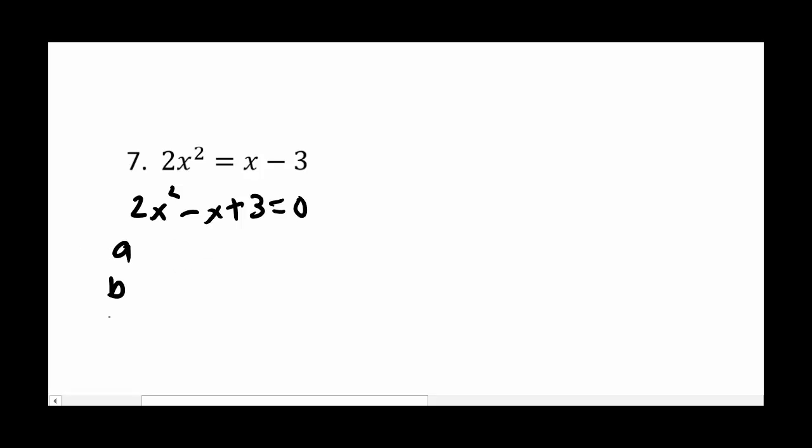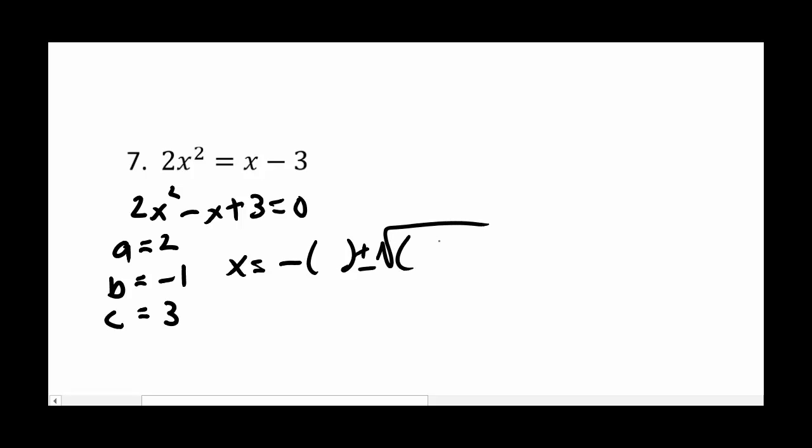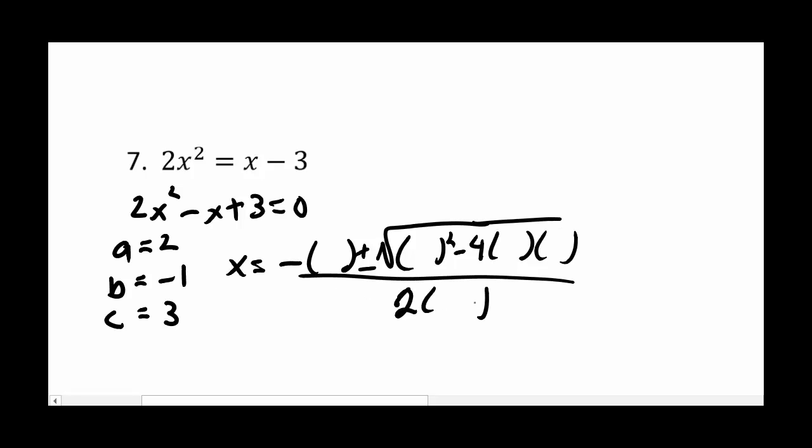So I need an a, a b, and a c. So a in this case is 2, b is a negative 1, and c is 3. And then I want to set up our formula. And this is where I like to leave a bunch of blanks first so that I can remember or figure out whether it's positive or negative. So in this first blank, it's a negative b. It's a negative b plus or minus the square root of b squared minus 4ac, all over 2a.